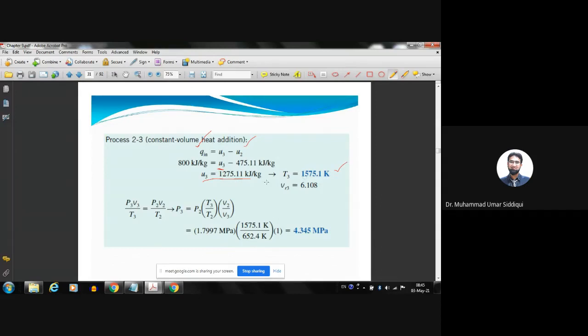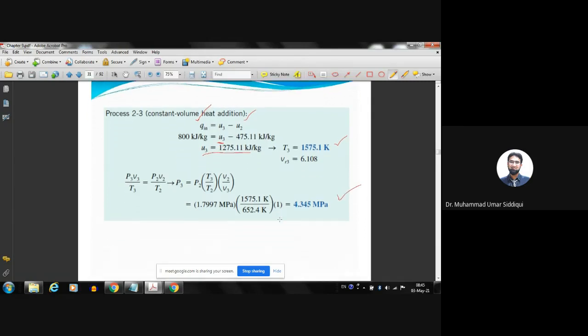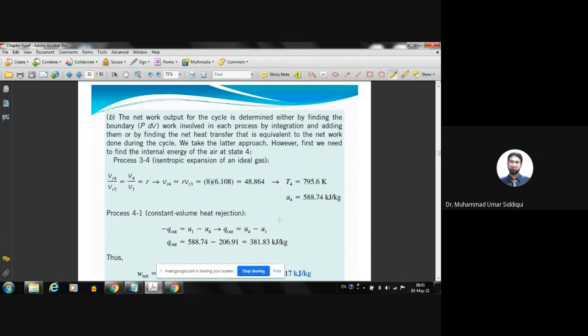Then once we have determined this, we can use P3V3 by T3 equals P2V2 by T2 to determine what is P3. So now you have determined T3 as well as V3. In the same way, we are going to repeat step 4, because we know the compression ratio of V4 by V3. So we already know VR3. We will determine VR4, and then corresponding to VR4, we are going to determine T4 and U4. So now you know U's at all points, you know temperatures and pressures at all points.